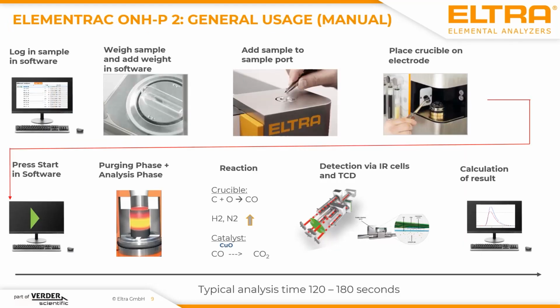When you are not familiar with oxygen, nitrogen, and hydrogen analysis in metal samples, I would like to give you a short introduction how it is done in a manual way. Usually you start your analysis procedure with logging in the sample in the software. You type in the name and then you weigh the sample and fill in the weight or take the weight over by the software. Then you apply the sample in the sample port, and this does mean that in the sample port the sample is freed from atmospheric gases like oxygen and nitrogen. After you apply the sample, you can put in a new graphite crucible to the lower electrode, and then you start the analysis in the software.